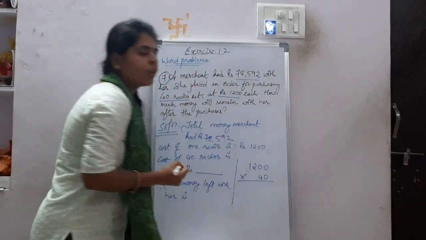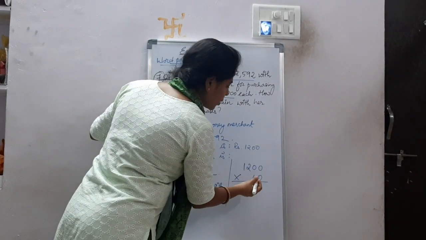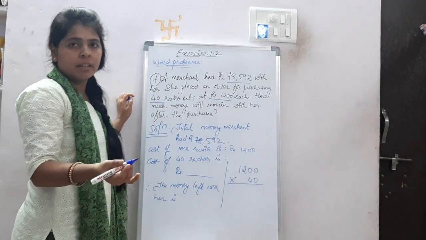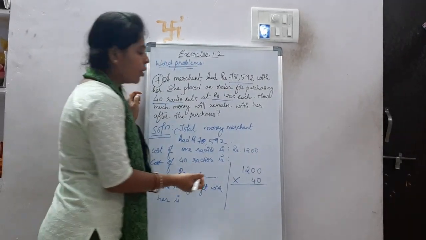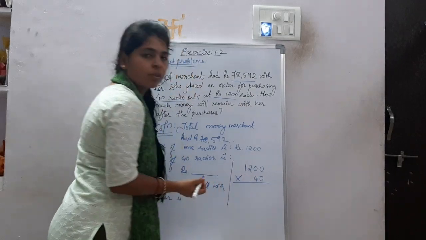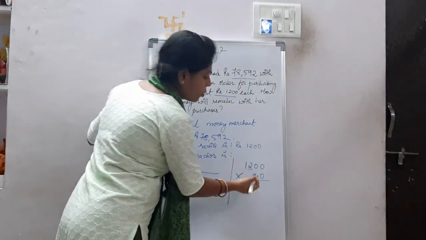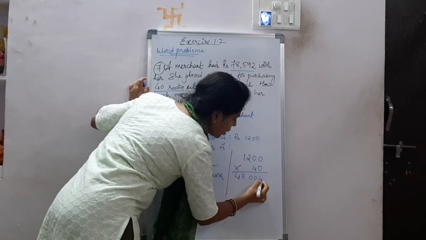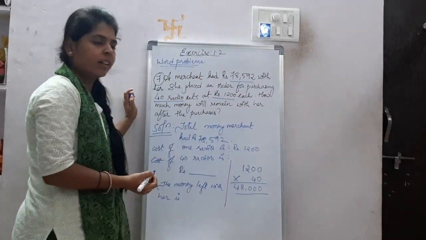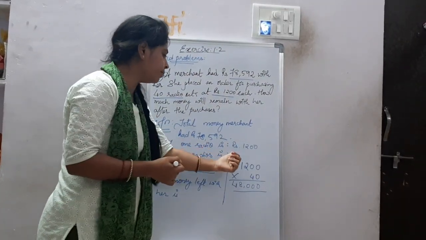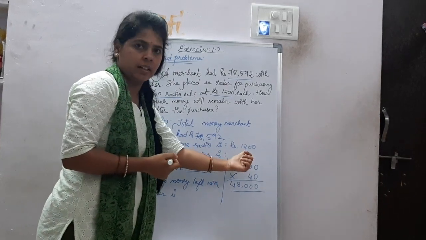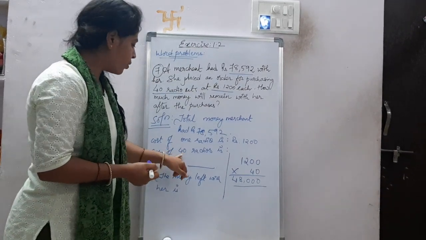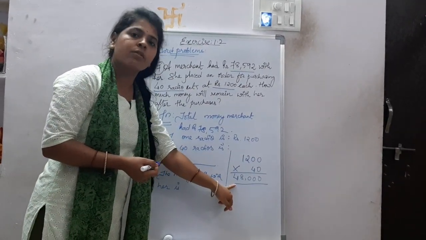As you already know, 0 into any number is 0 itself. So it will become 0, and the other number at the tens digit is 4. You have already learnt multiplication in this form in your previous classes, so I will take it directly here. 12 fours are 48, you know that from the tables. And the 3 zeros are there, take the 3 zeros down. Now you got that for one radio it is 1200, and for 40 radios it is 48,000. So for 40 radios she spent 48,000.